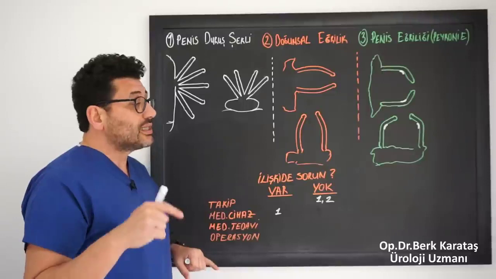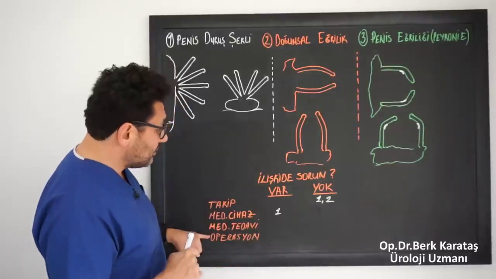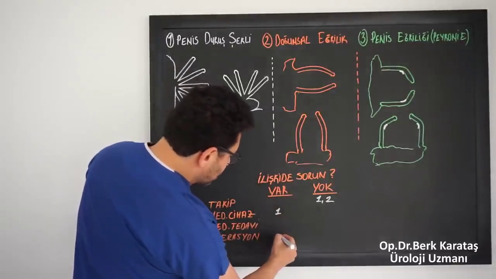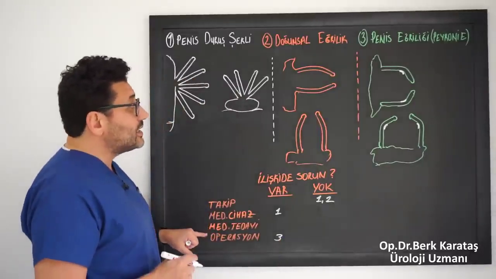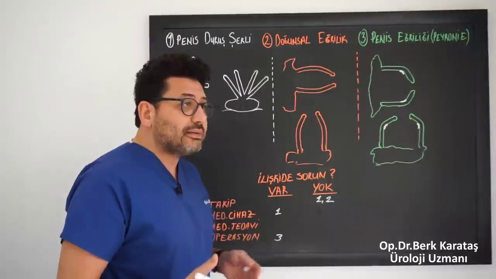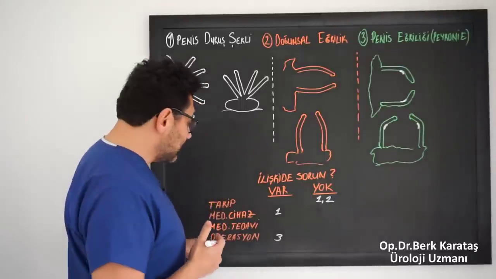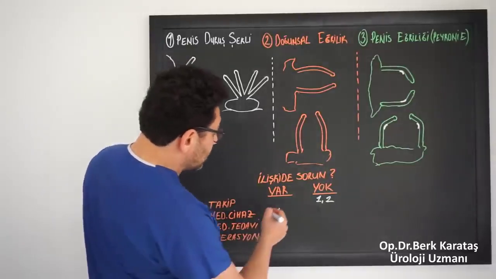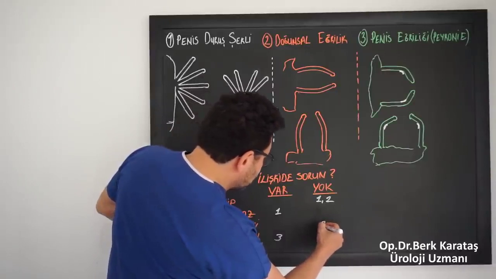When do we recommend surgery? If the person cannot have intercourse due to curvature, that is, if there is a problem in the relationship, then what happens? We recommend operation number 3. But if the person can have intercourse, but has difficulty, his curvature is a little too much, and there is a curvature in his erection, then what do we do? If there are no major problems in the relationship, we plan medical treatment. So actually, this is going to be number 3.